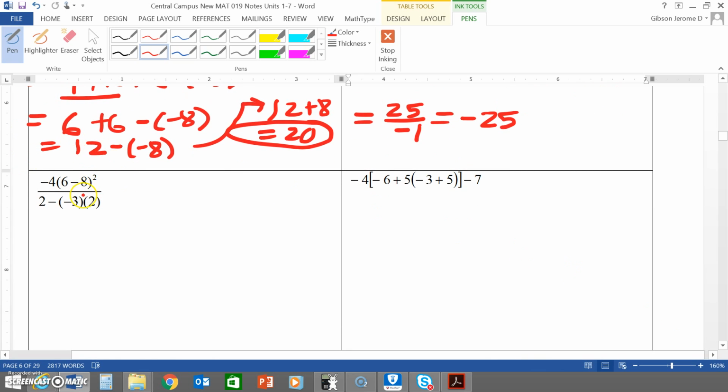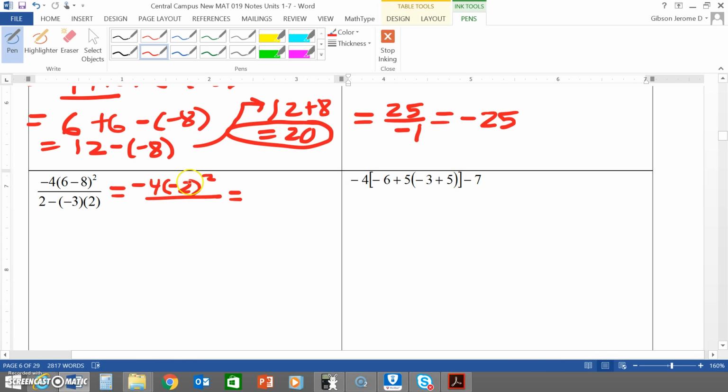All right, now we come here to the next problem. We have basically the same setup. We do what's in this parenthesis first. 6 minus 8 we know would be -2, and that's squared. And we'll keep, well, you know what? We're not going to bother the denominator right now. Let's just concentrate on the numerator.